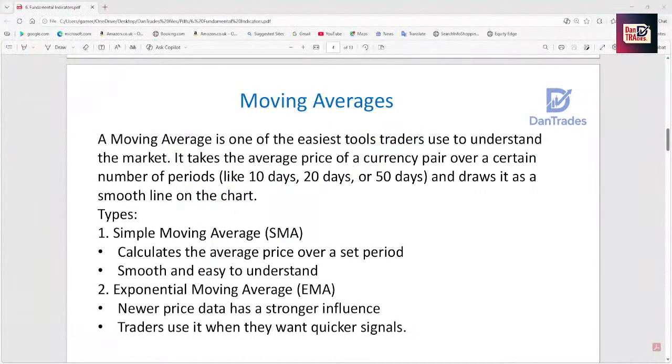So as you can see, the simple says it calculates the average price over a set period, smooth and easy to understand. And the second one is the exponential moving average. What does it basically do? It does the same thing, but newer price data has a strong influence on it. It's influenced by new price data. Traders use it when they want quick signals too. So the people who trade at 1 minute, the people who trade at 5 minutes normally use the exponential moving average. That's very clear.